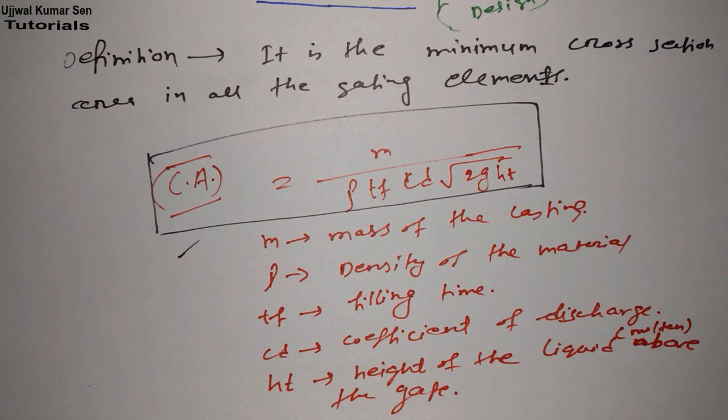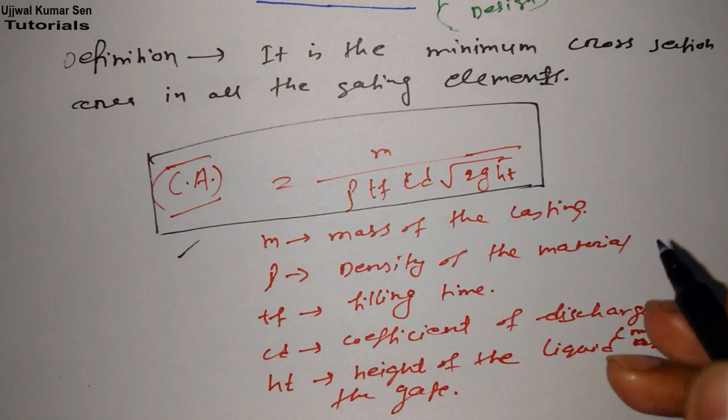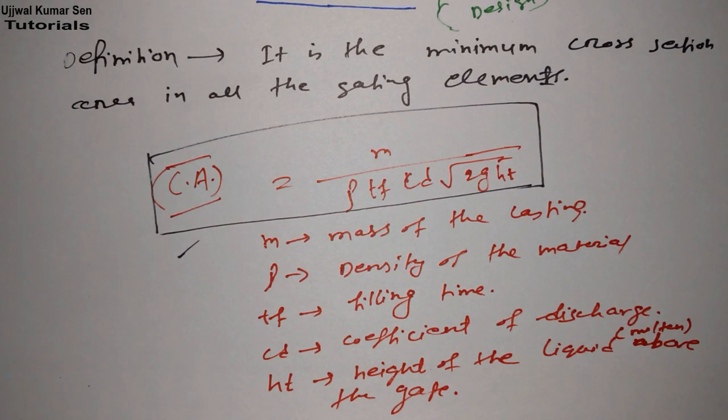Let me share with you. Basically, density is equal to mass by volume. So volume would go up, and if mass gets cancelled, then you know what will happen. Volume by TF CD root under 2gHT.